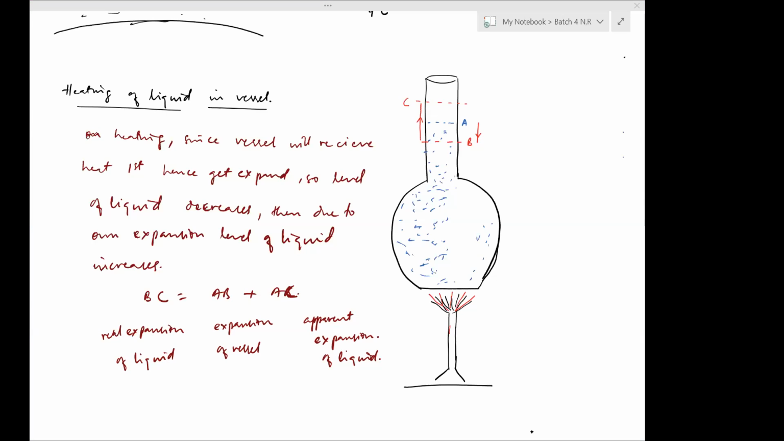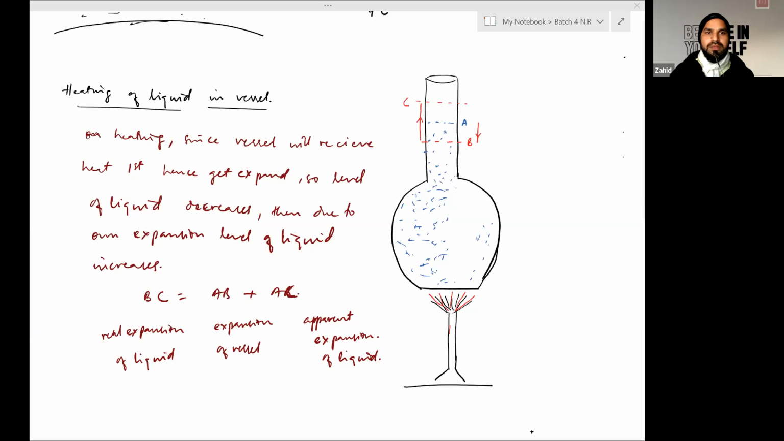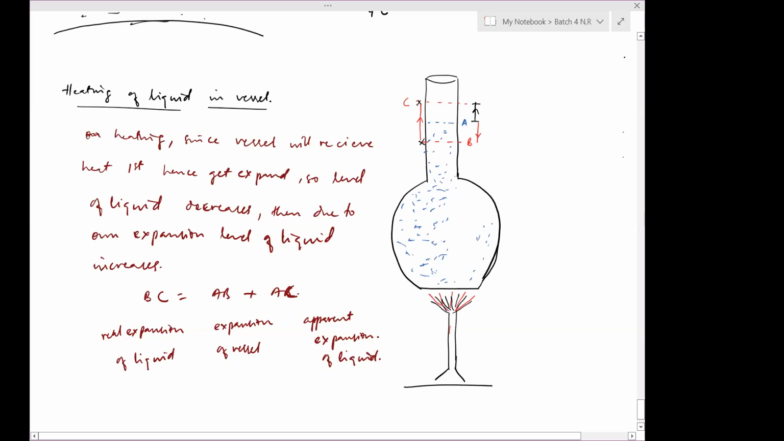Why is it called apparent expansion, sir? If initially you could not observe this particular term from the start to the end, let's say you place it and go somewhere else, and then on returning you will see the level from this point to this point. So falsely, it will be observed from this point to this point. So we can call it apparent expansion. Is it clear? Okay, sir.